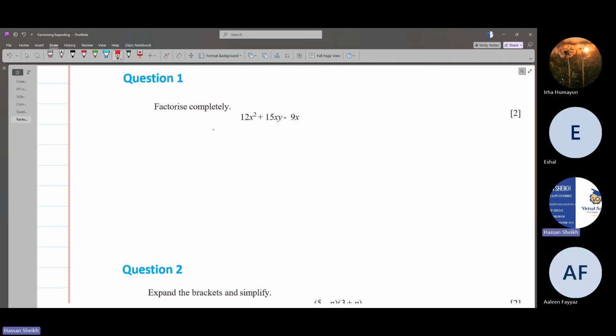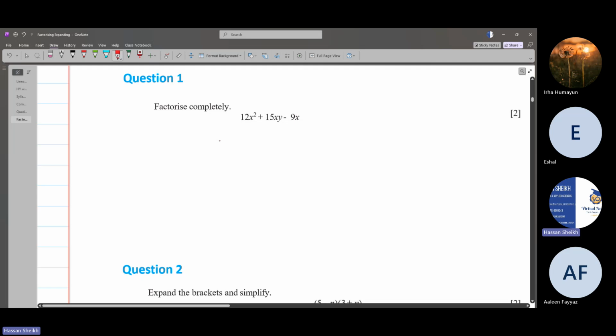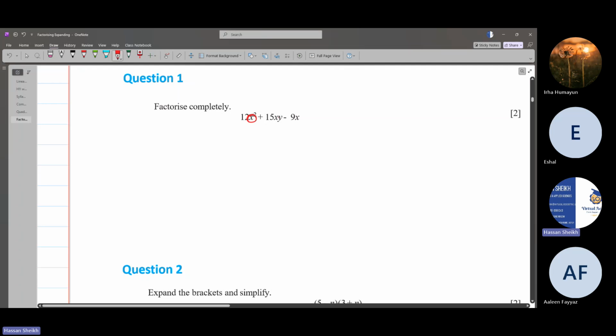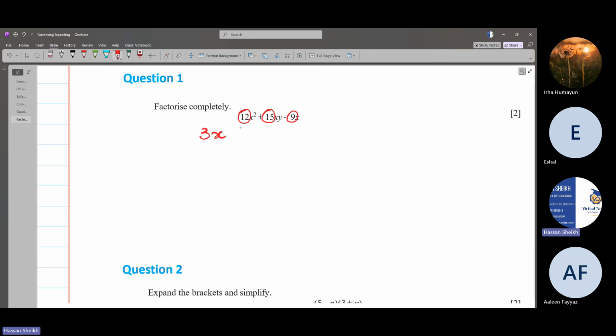What does it mean? It means that you can't solve it. You can only simplify or factorize it. So let's check how we can factorize. We take x. Is x common in all three terms? Do we have x in all terms? Yes. What number is common between 12, 15, and 9? 3. So we take 3x common.